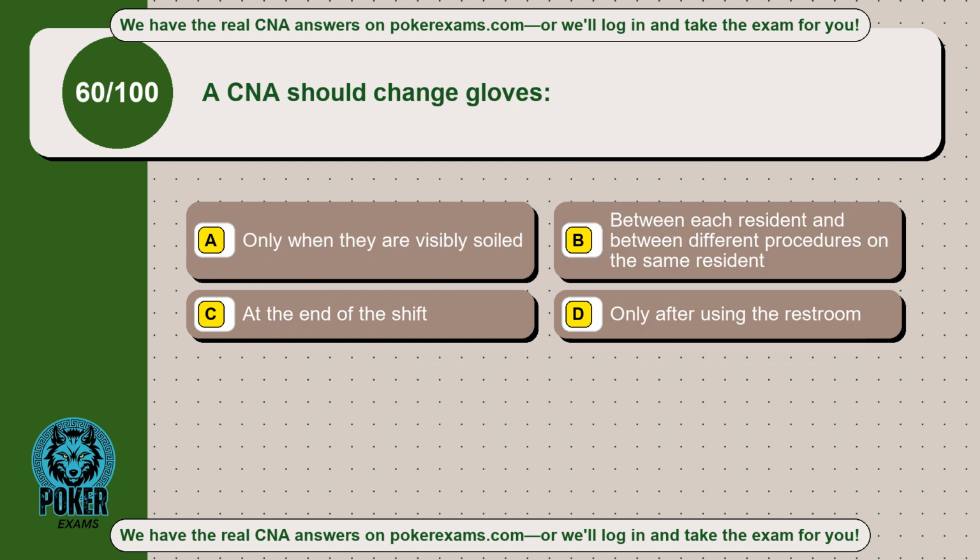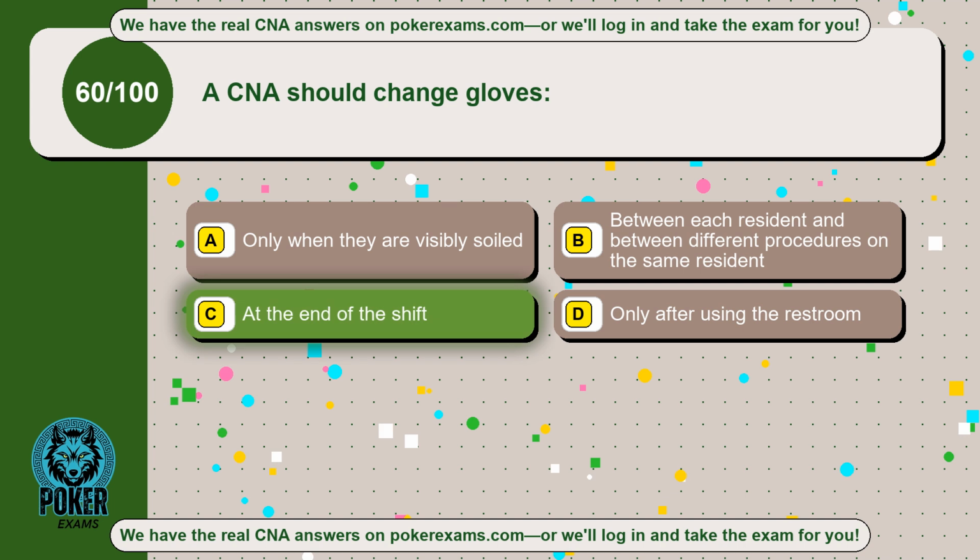Question 60. A CNA should change gloves: Option A, only when they are visibly soiled. Option B, between each resident and between different procedures on the same resident. Option C, at the end of the shift. Option D, only after using the restroom.